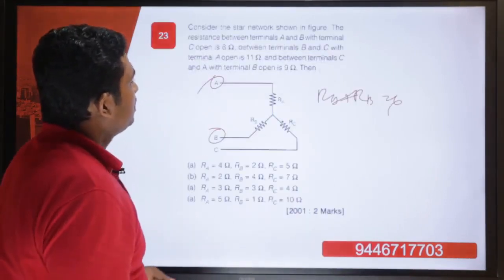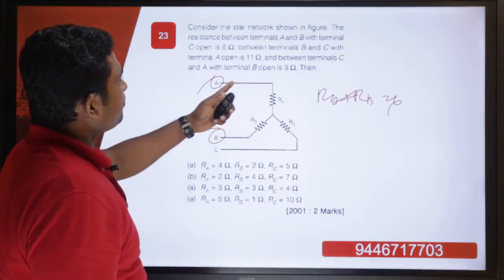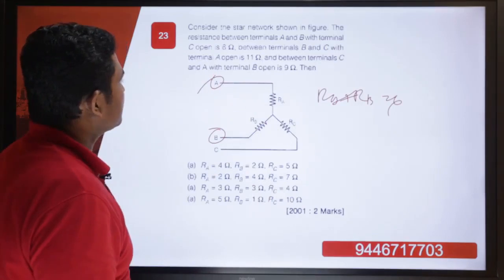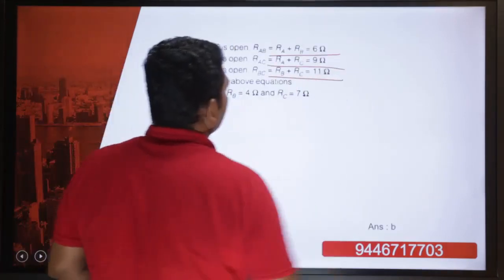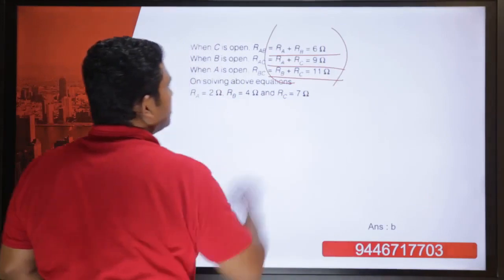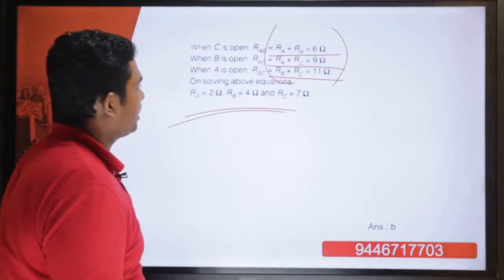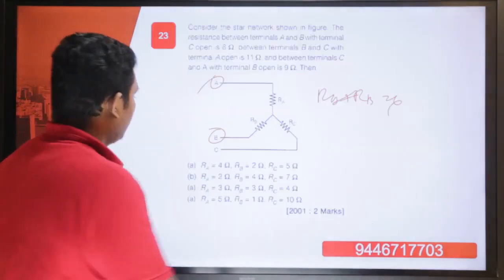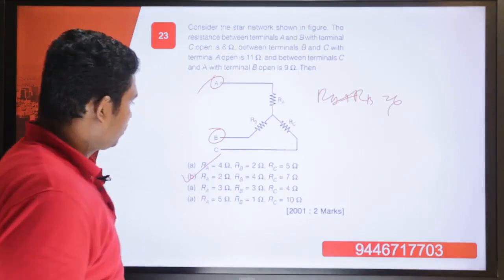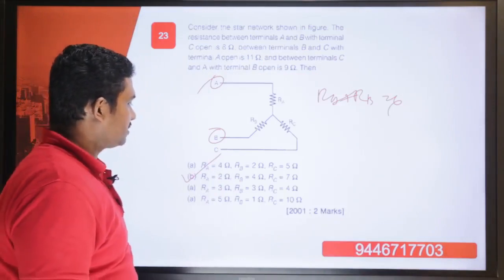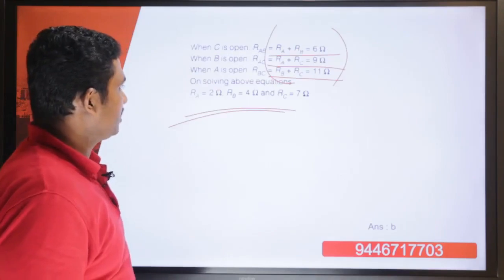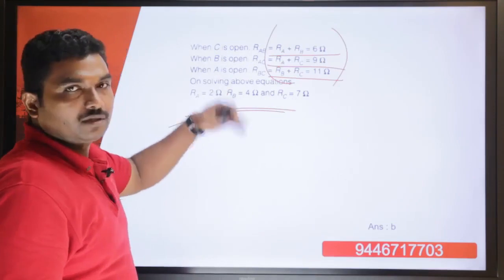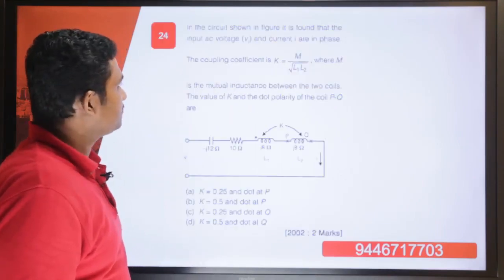And in the third case, between terminal C and A with the terminal B open, it is 9. So that means RC plus RA is equal to 9. You can solve these three equations, and then you will get the values of RA, RB and RC. RA is equal to 2, RB is equal to 4 and RC is equal to 7. Then our answer is option B. So it is 2, 4 and 7. That is our answer. So directly you can solve these equations and get the answer.